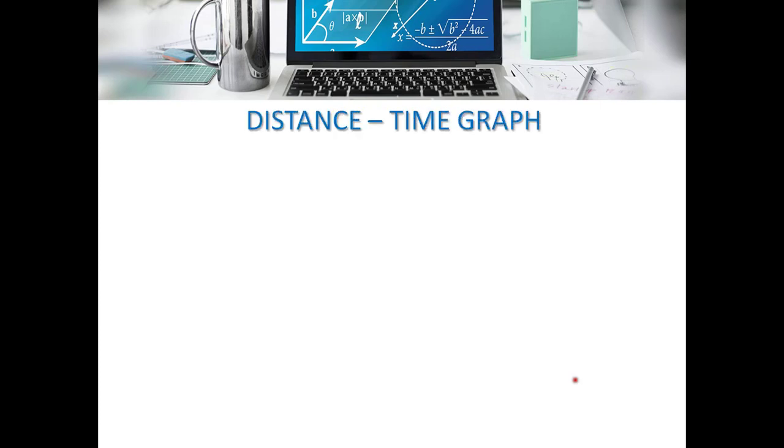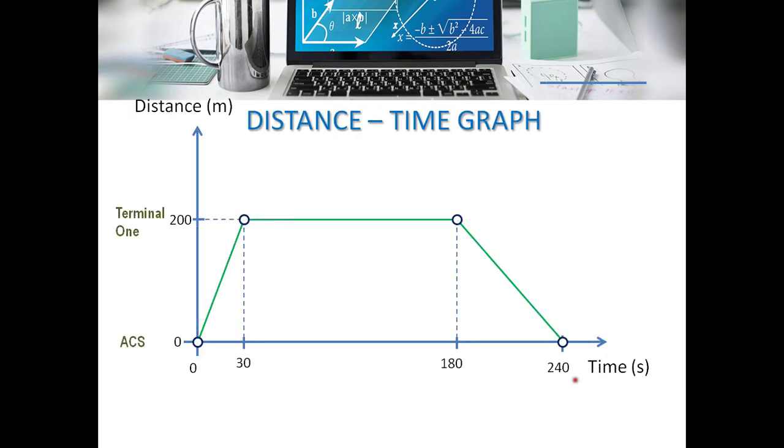Okay, next, the first one is distance time graph. So this is the overview of distance time graph. Distance here, the unit is meter versus time in second. So you have to know your title of the axis.